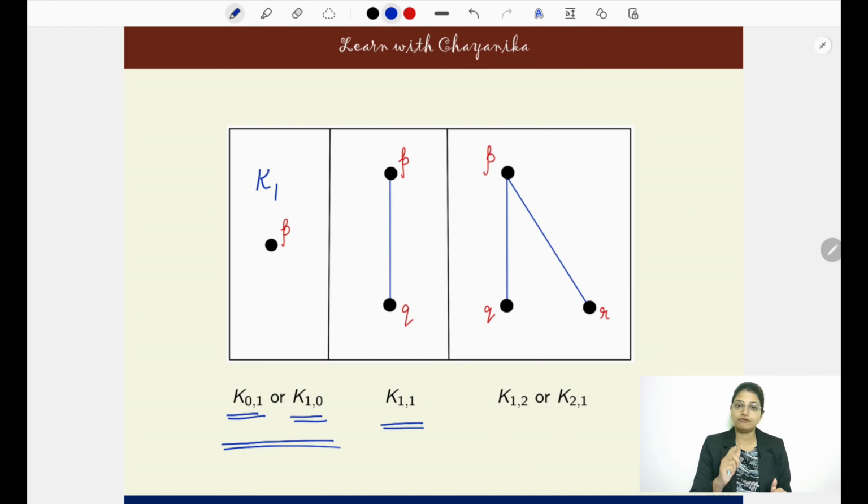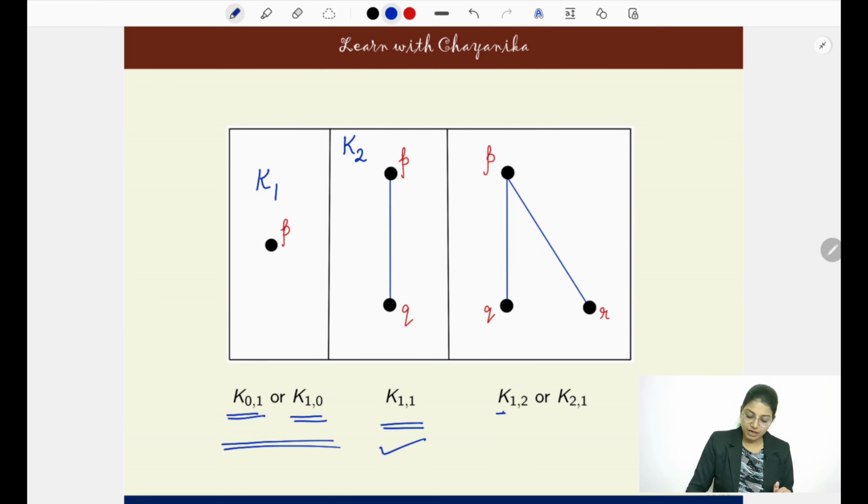Now here we have 1 vertex in each partite set. So we have P, a vertex in one partite set, and Q, a single vertex in the other partite set. Possibility of edges: only 1. There is 1 edge possible between P and Q, so we draw that. This is complete bipartite K11. Now if you recall, this is the same graph as K2. So this is also an example of a complete bipartite graph which is a complete graph K2.